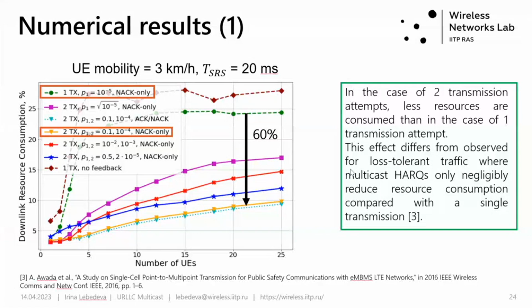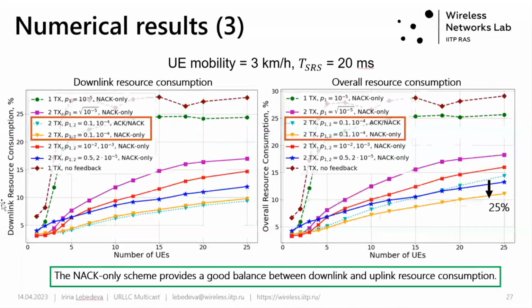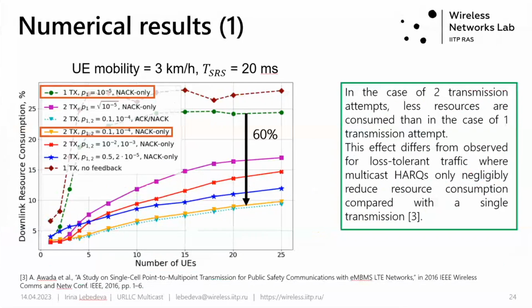Okay, thank you. And the next question is from Maxim. Why does resource consumption for one transmission schemes plateau at the 25 to 30% level and not increase further with a higher number of users? I guess Maxim mentioned the first slide because we see a plateau for one transmission. Could you repeat, please, why one transmission attempt consumed more resources? No, why do we see a plateau for the increased number of UEs? We increase the number of UEs, but the resource consumption does not change.